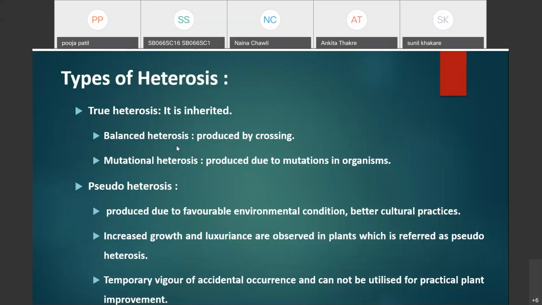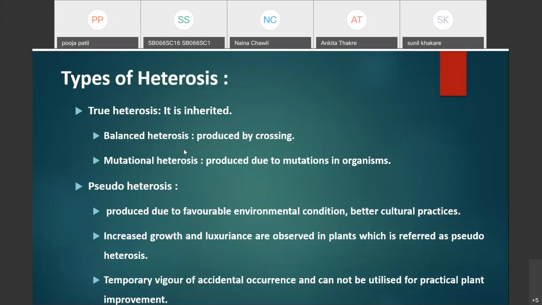Balanced heterosis is a true type of heterosis which is produced by crossing. That is, whenever two homozygous inbreds are crossed with each other, the hybrid produced is more vigorous than its parents, and such type of heterosis is called balanced heterosis. The other type is the mutational heterosis. Mutation means sudden heritable changes take place in the organism. Mutational heterosis is the type of heterosis which is produced due to sudden heritable changes in the organism.